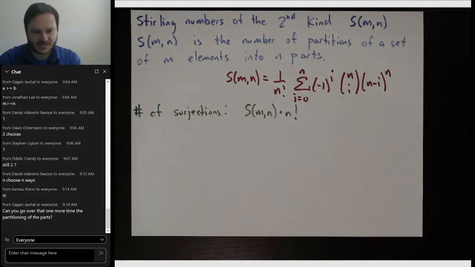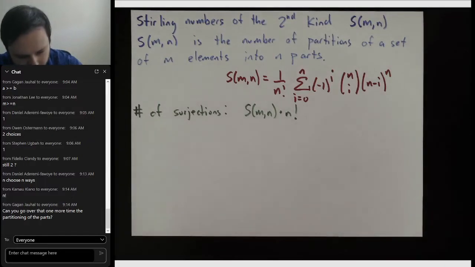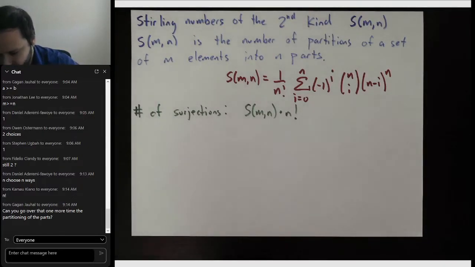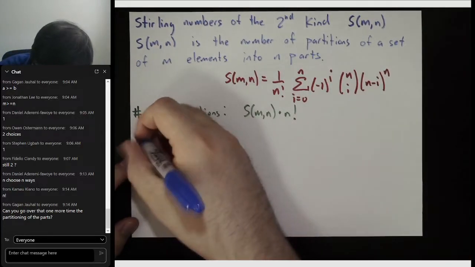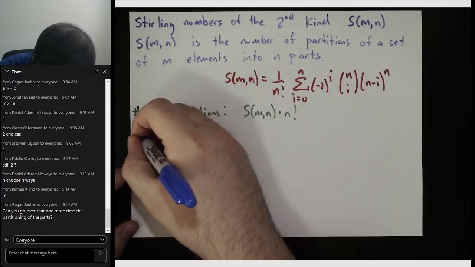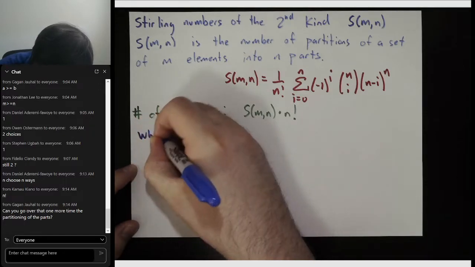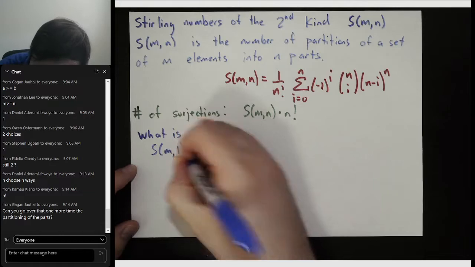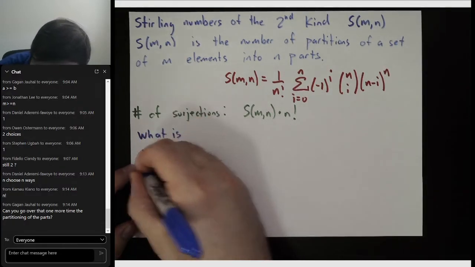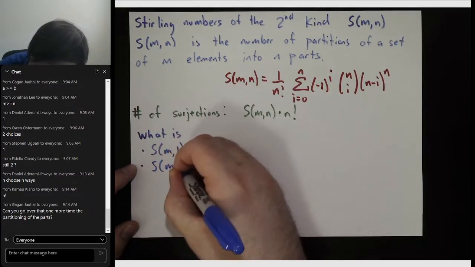Okay, let's gather back together. Hopefully had a second to let that sink in. So a couple of quick comprehensive questions. What is S of m comma 1? And what is S of m comma n?